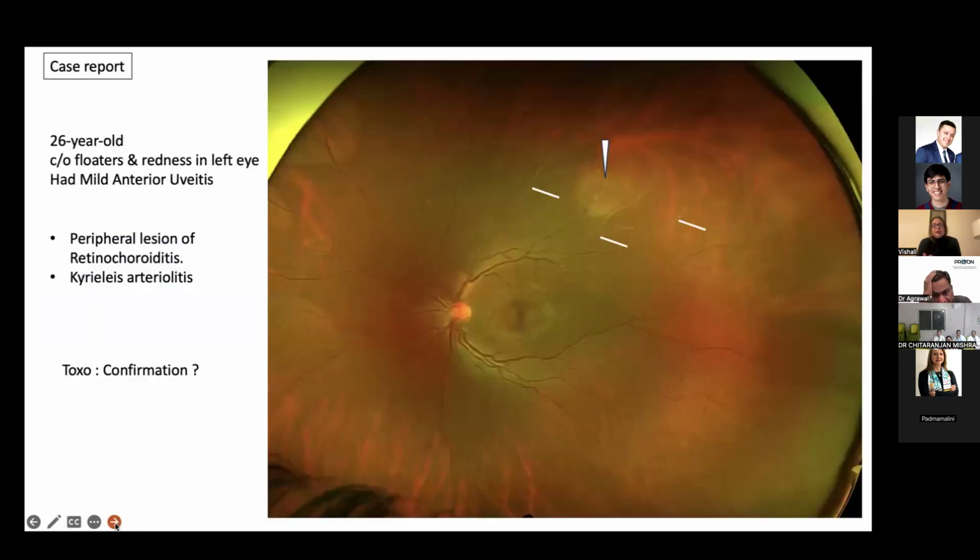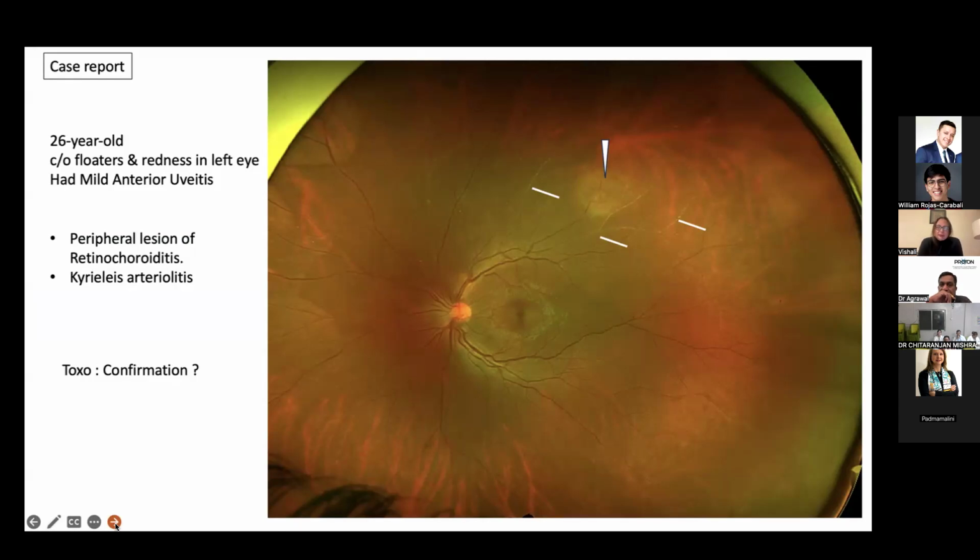Coming to a case report, now moving on to the second part of the story: how about OCT? Because this is something which is new, which has come up. So is it doing any value addition if you are doing OCT in the periphery?